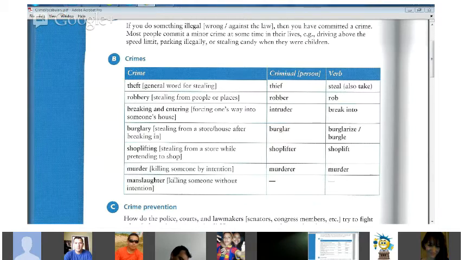It says, if you do something illegal, so that's our first word, illegal, which means it's wrong or against the law. Then you have committed a crime. Most people commit a minor crime at some time in their lives. For example, driving above the speed limit, parking illegally, or stealing candy when they were children. Okay, so we call these things illegal.